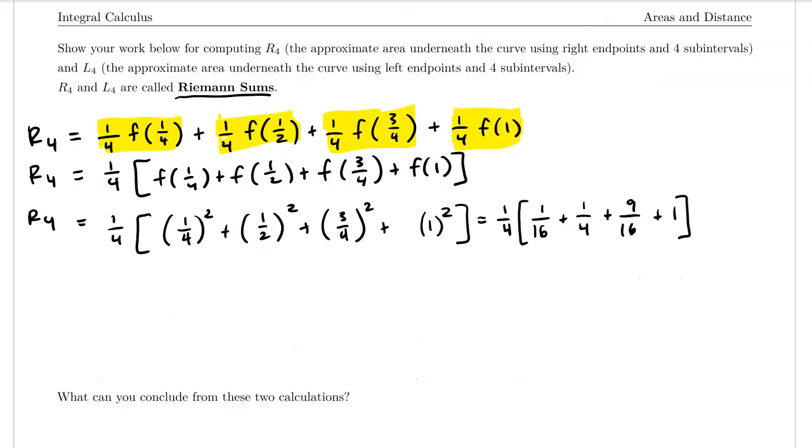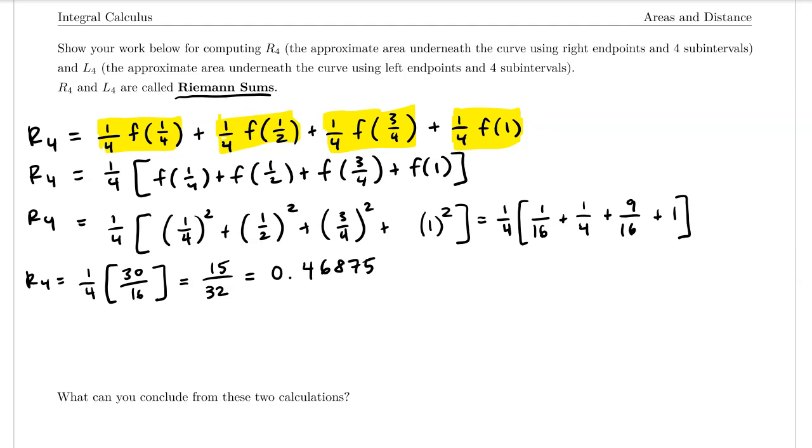All right, so I went ahead and plugged those numbers into our function, and I simplified that as well. So let's do our final simplification. We have 1/4 times... if I add up these fractions together, that's going to give me 30 over 16, and that is equal to 15 over 32. And I'm going to put that as a decimal. So our decimal value is 0.46875. So that is how we calculate R4.